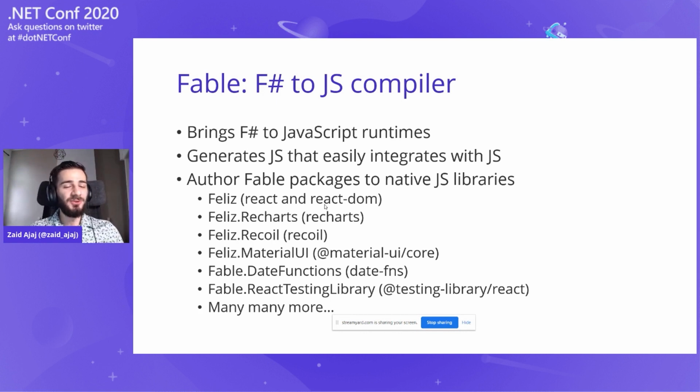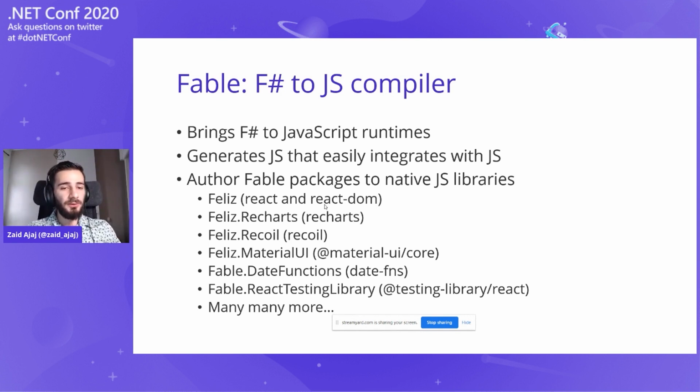So Fable is an F Sharp to JavaScript compiler, and if there are 2 things you need to know about Fable, first, it brings the F Sharp experience to JavaScript. It's not necessarily JavaScript for the browser. You could run the JavaScript anywhere because it compiles to modern JavaScript in Babel format. So that can run anywhere, whether it is Node.js or the browser. And the second most important thing about Fable is that it generates code that easily integrates with JavaScript. This is, I think, the most important for me personally, because it allows us to reuse the giant ecosystem of NPM and Node.js in our F Sharp applications.